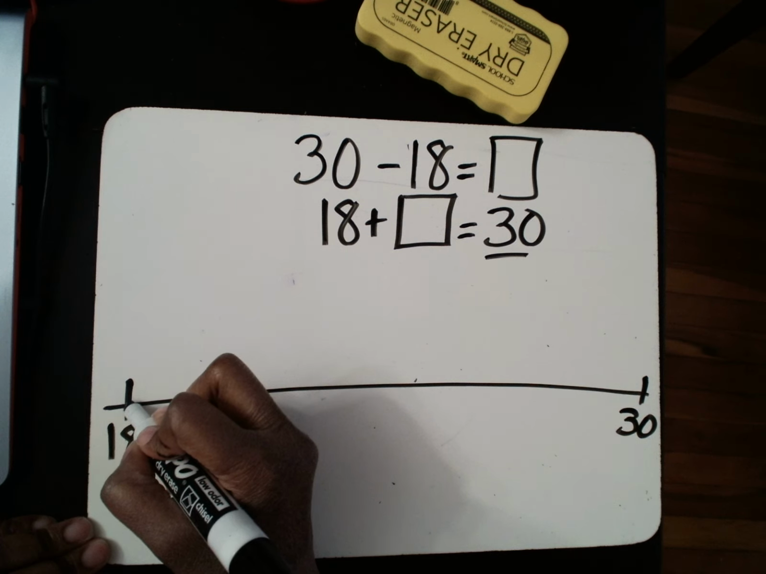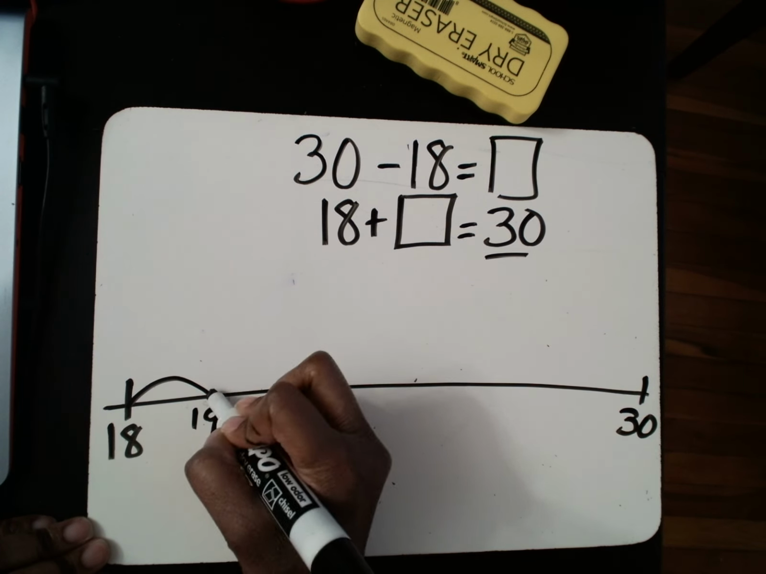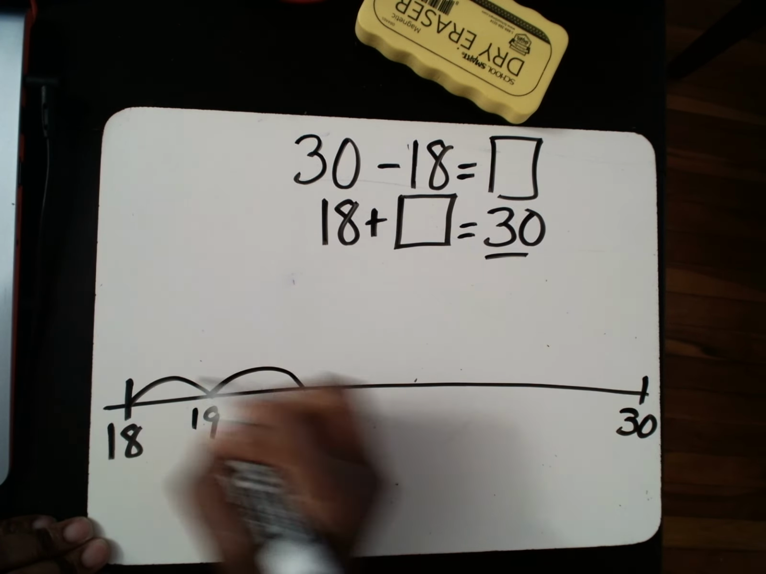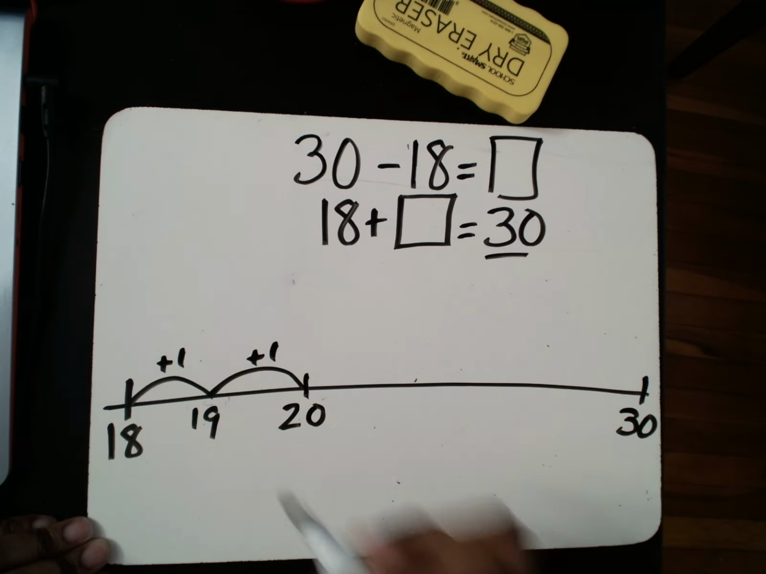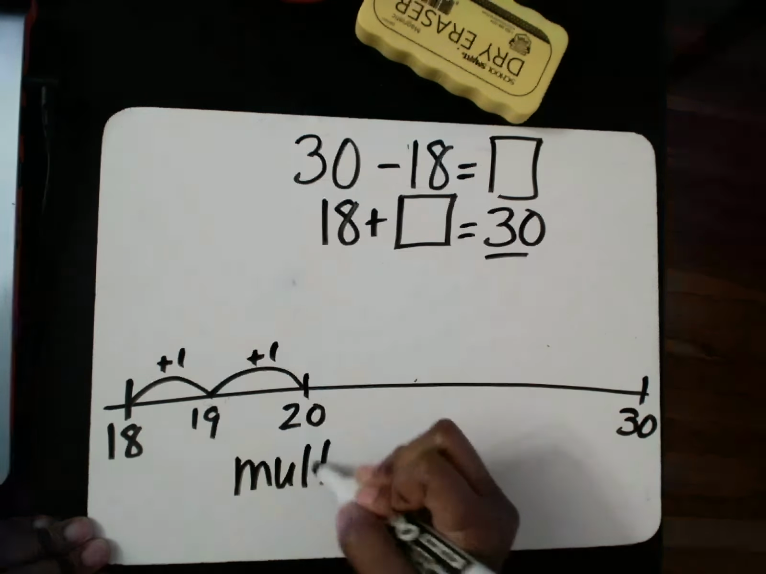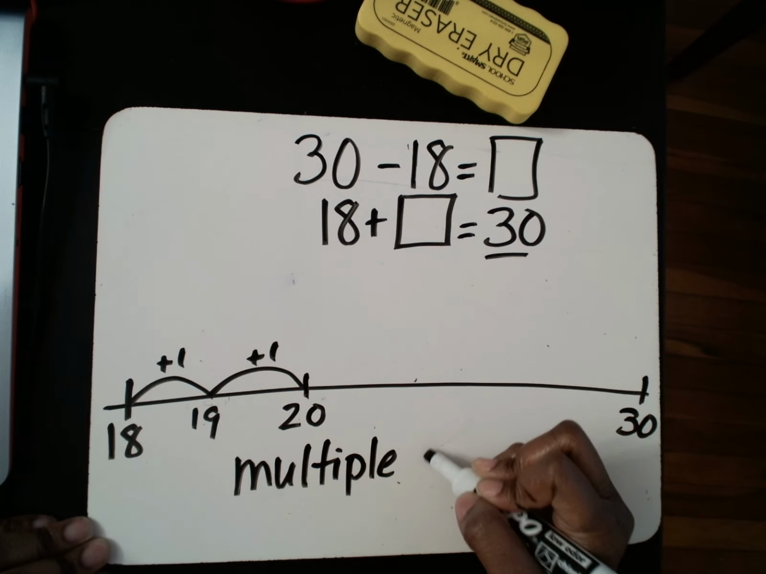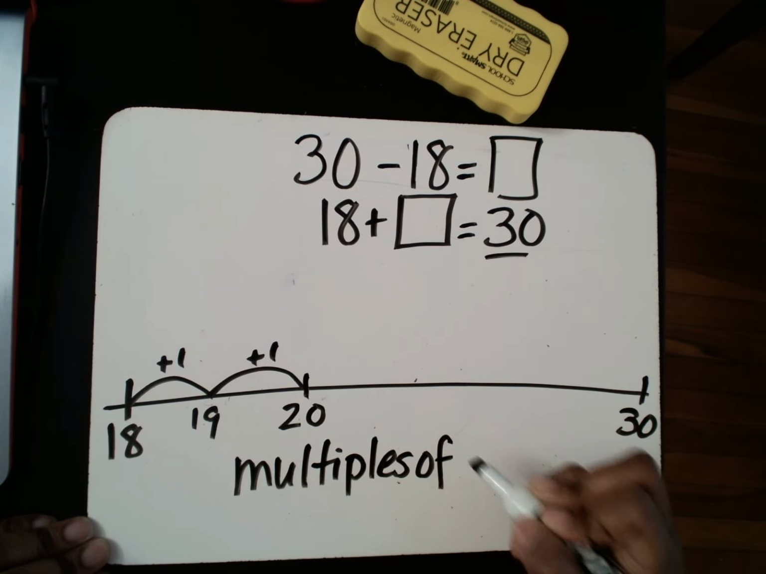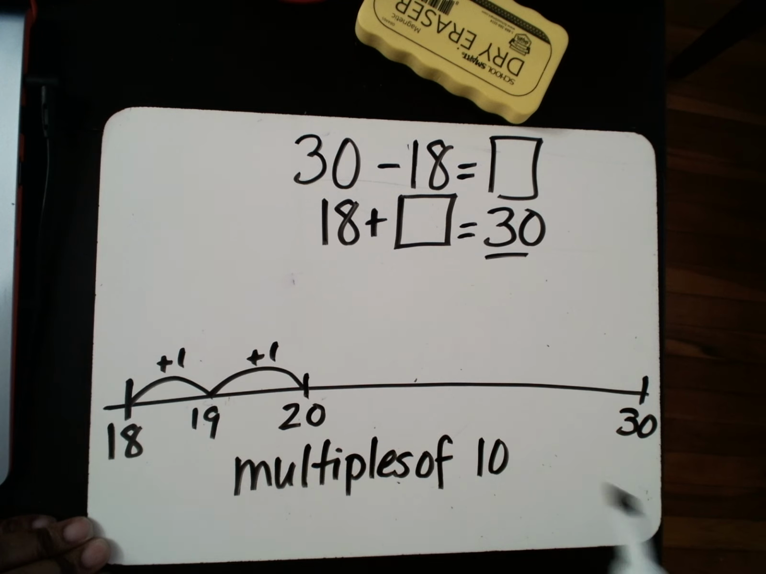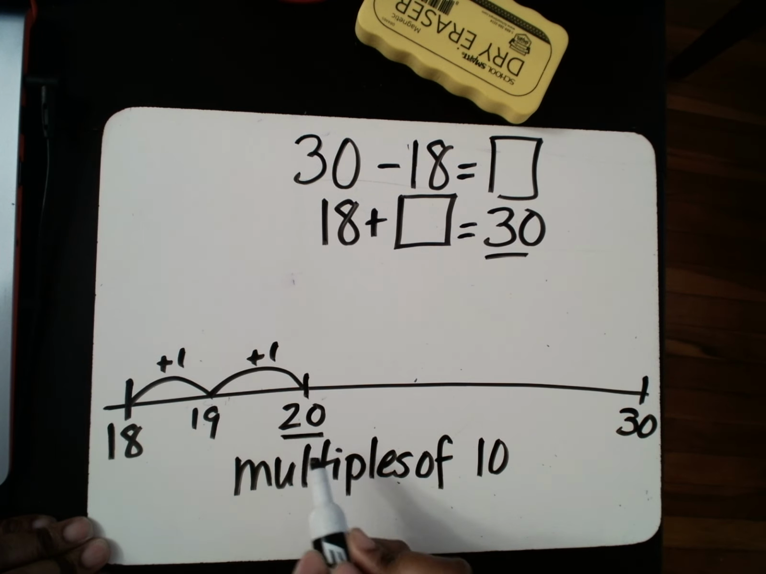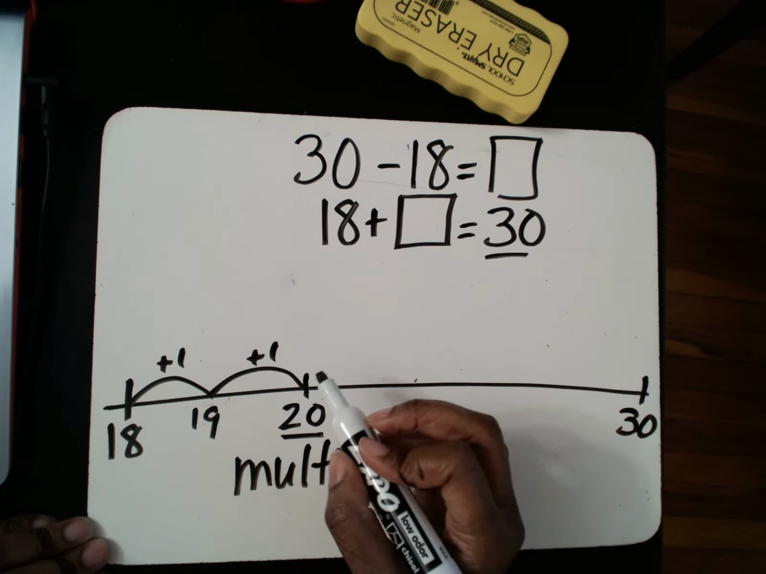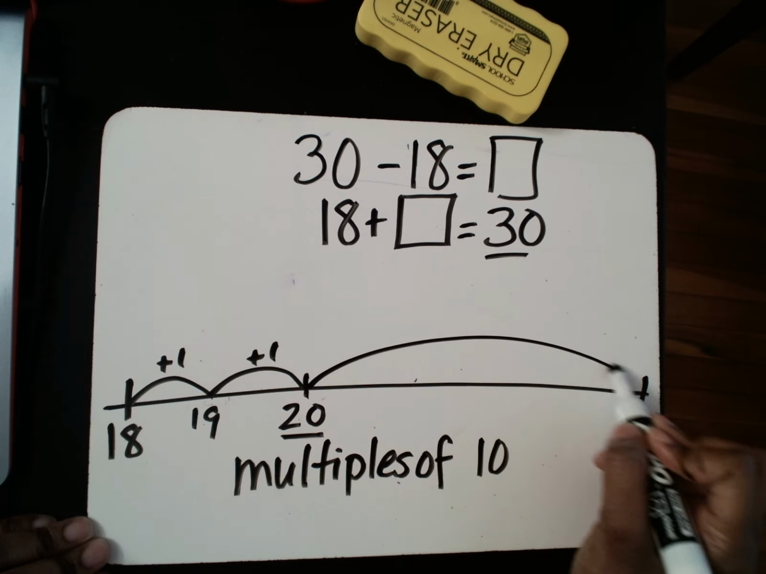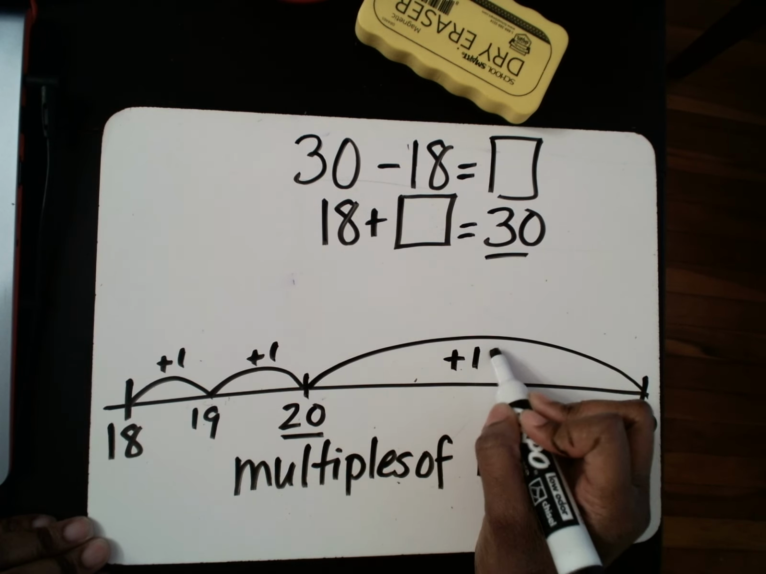Now, I'm going to go from 18 to 19 and from 19 to 20. Plus 1, plus 1. And then I'm going to stop because 20 is a multiple of 10. And I know that when I have multiples of 10, it's pretty easy to take a big 10 hop. I have to get from 20 to 30. And I bet you're thinking, 20 plus who gets me to 30? 20 plus 10 gets me to 30.